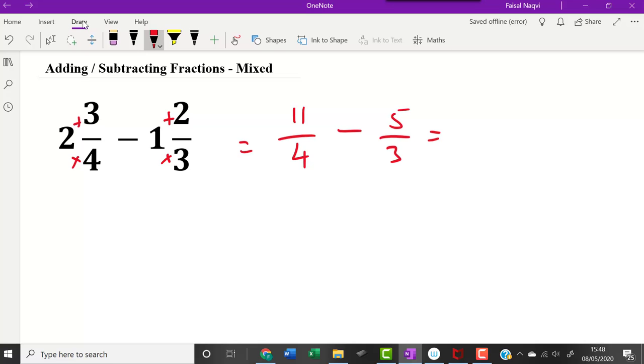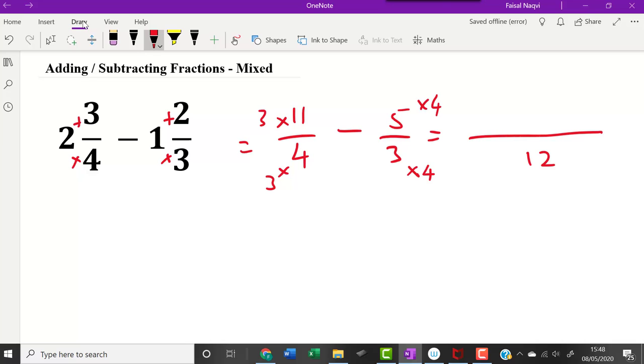My lowest common multiple between 3 and 4 is 12. What did I do to the 4 to get to 12? Well, I multiplied by 3. So I've got to multiply the top by 3. What did I do to the 3 to get to 12? Well, I multiplied by 4. So I have to multiply the top by 4.